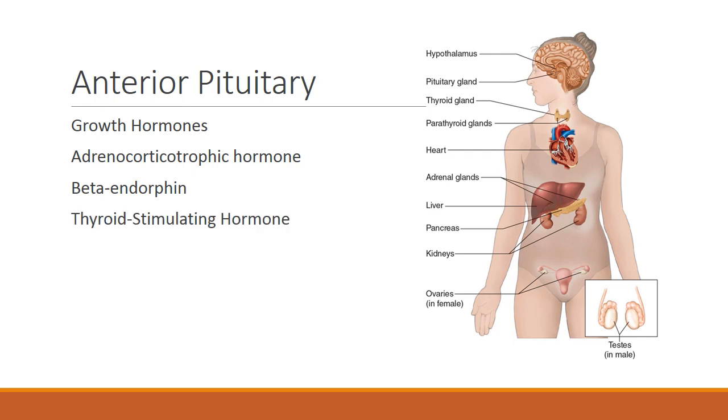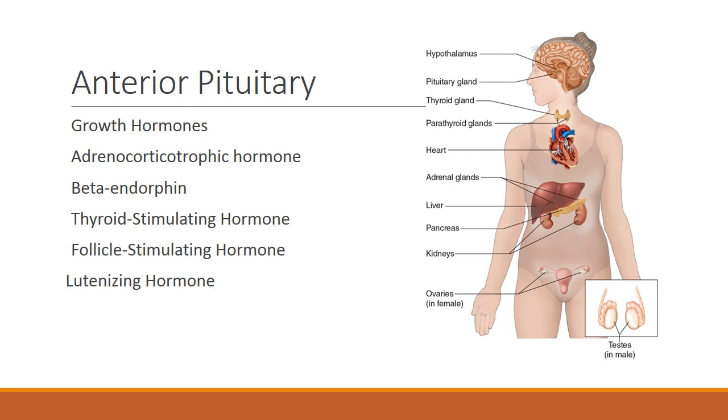Thyroid stimulating hormone: the name itself tells you that this stimulates the thyroid gland, and it helps to stimulate thyroid hormone release from the thyroid gland. So thyroid stimulating hormone is released from the anterior pituitary, and it's used to help stimulate the thyroid gland.